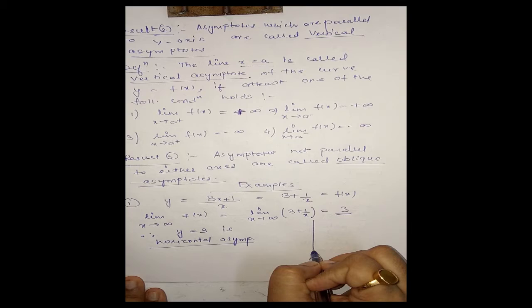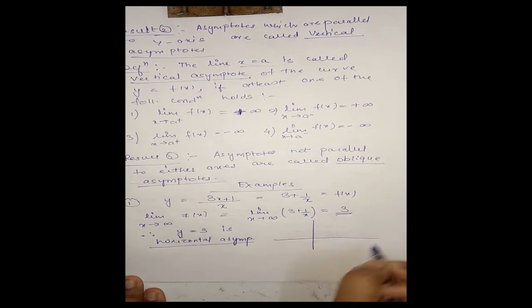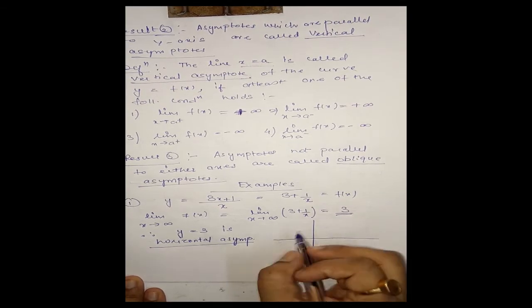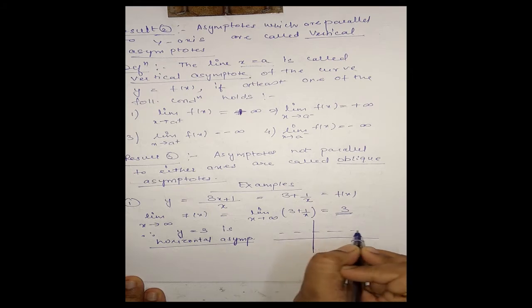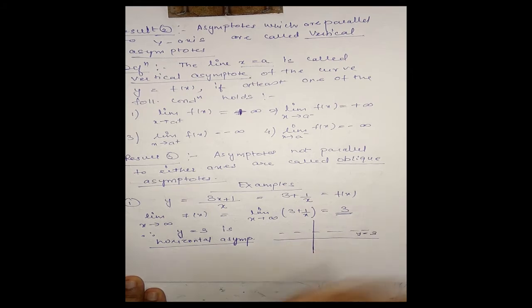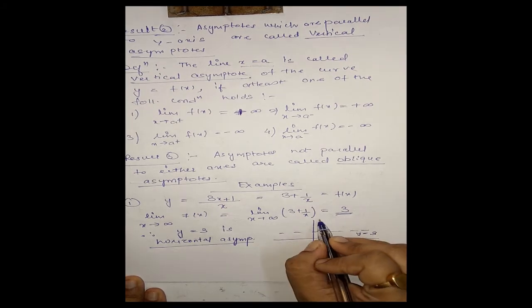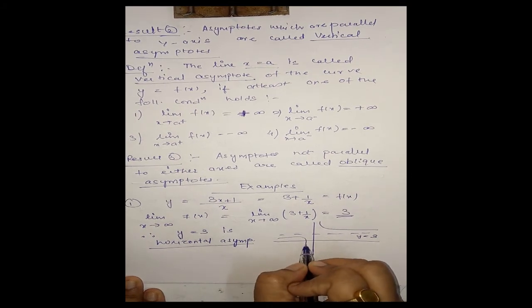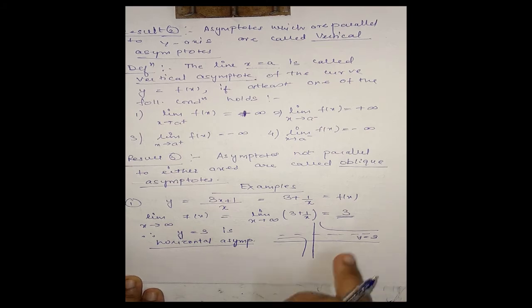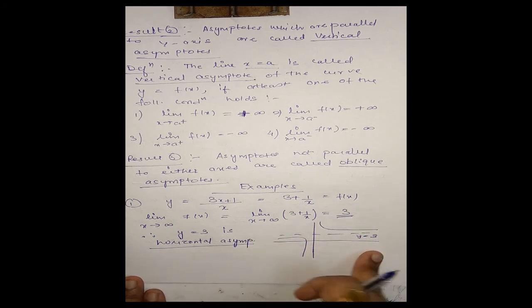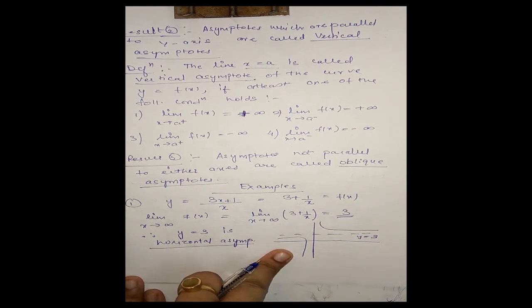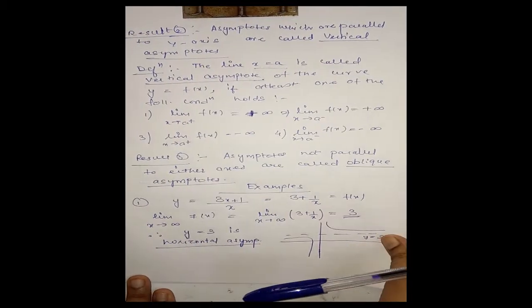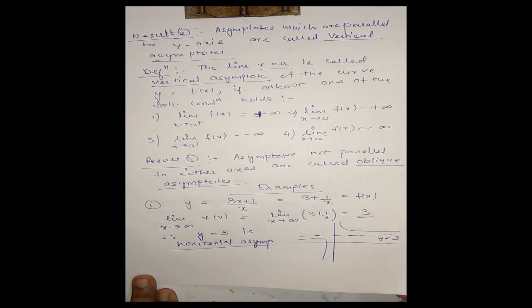When we plot the graph of this curve, this line is y = 3, and the graph of this curve is like this. From the graph it is clear that y = 3 is an asymptote to this curve, and since it is parallel to the x-axis, it is called the horizontal asymptote. Okay. Now consider the next example.